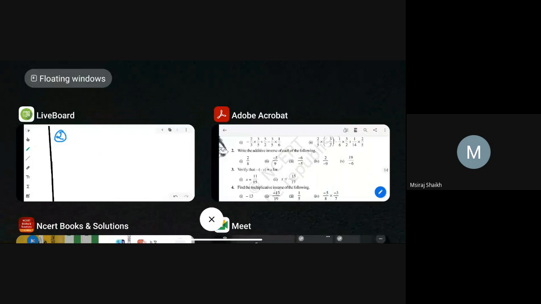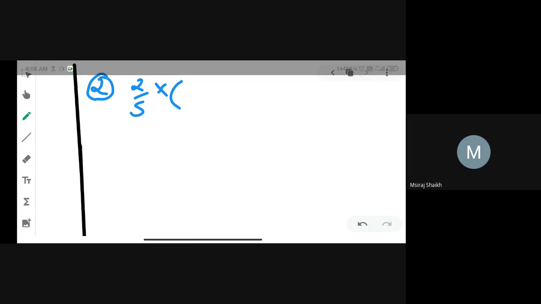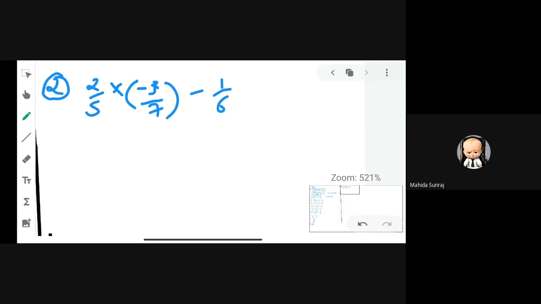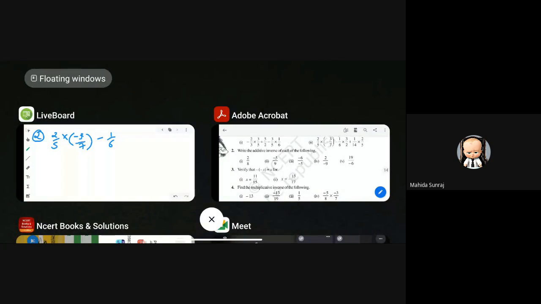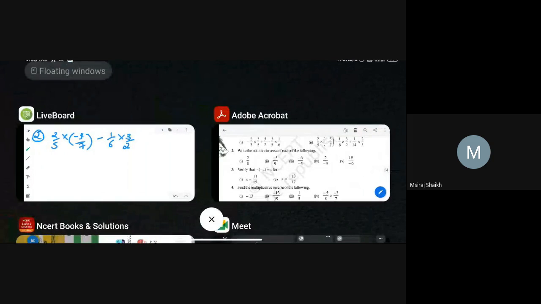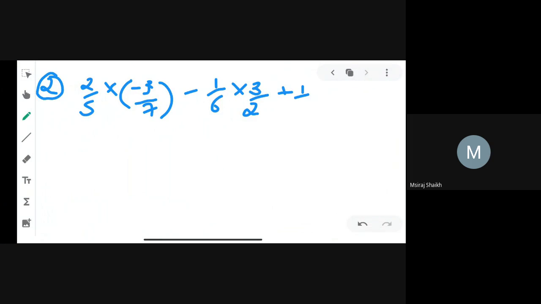Okay, you can see the question: 2 by 5 into minus 3 by 7, minus 1 by 6 into 3 by 2, plus 1 by 14 into 2 by 5. You can see we have three different numbers: first number, second number, and third number. Now you can see in the first and third numbers, 2 by 5 will be common, right?